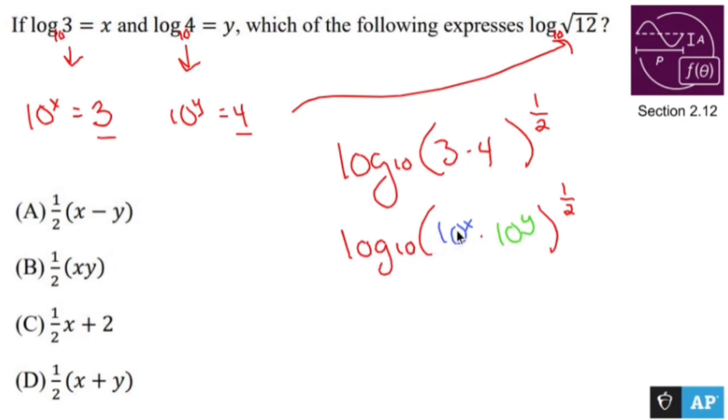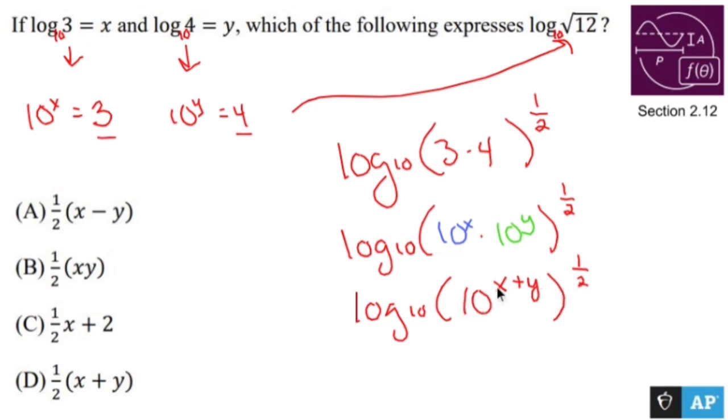How can I do that? Well, 10 to the x times 10 to the y means I'm multiplying things of the same base, so I can add exponents. So let me write this out as log base 10 to the x plus y. Again, if you got lost with what I did there, when multiplying terms of the same base, add the exponents. To the 1/2 is still there. Now I still have that 1/2 there.